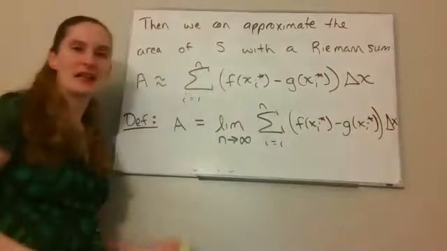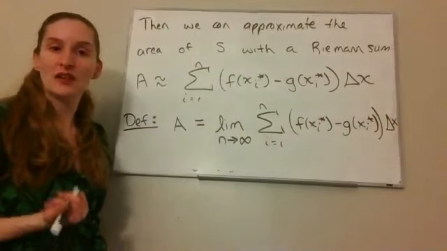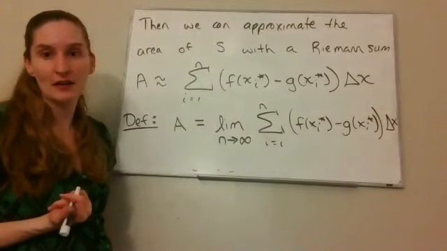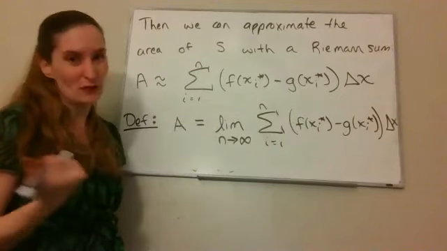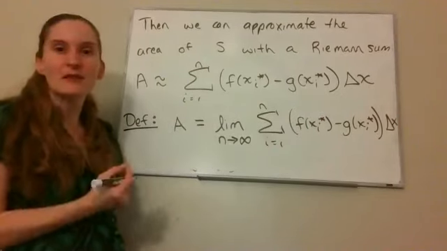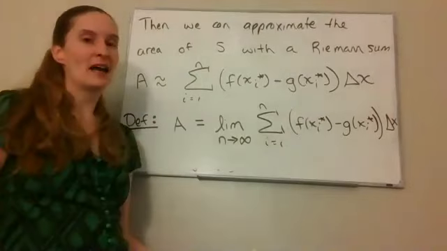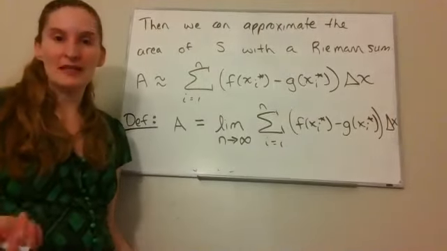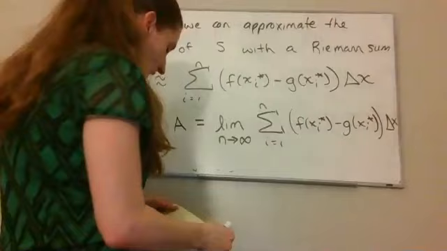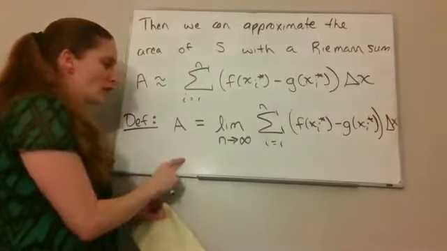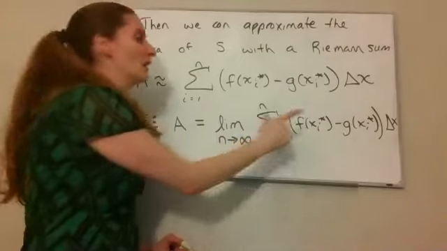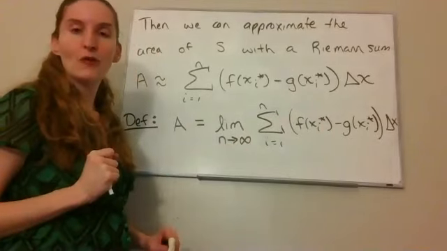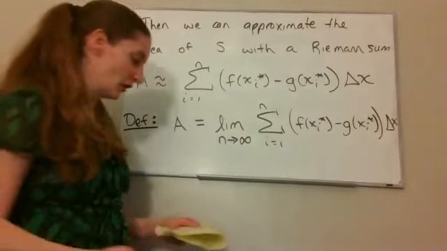So we're approximating the area of this region by adding up the areas of a lot of different rectangles. And this limit is just saying we're going to have infinitely many rectangles that are infinitely thin. And when we add all of those up, we get the actual area. Now, if you're really strong in your Calc 1, you're going to recognize that the limit as n approaches infinity of a Riemann sum of this form is a definite integral.